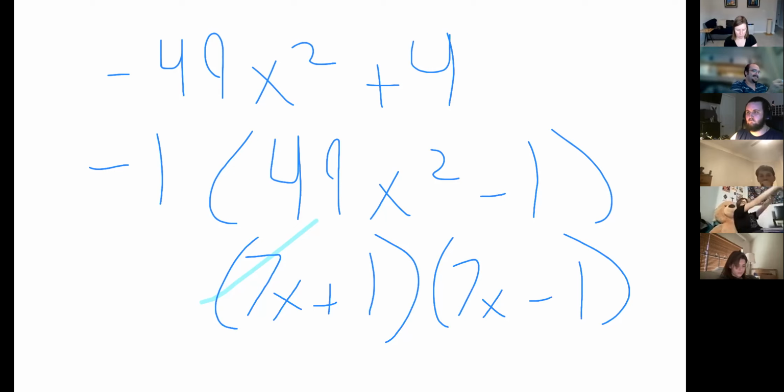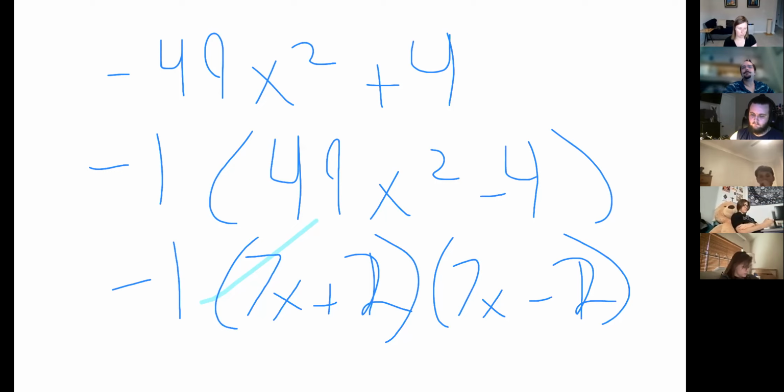Then I find my solution. That's 2 minus 7x times 2 plus 7x. So it should be 7x plus 2, 7x minus 2, and we bring down the negative 1 that we factored out. So just putting this in descending order, if it leads with the negative, we pull out the negative. And then we have a difference of squares like 49x squared minus 4. It's basically the same thing we did, just kind of flipped.